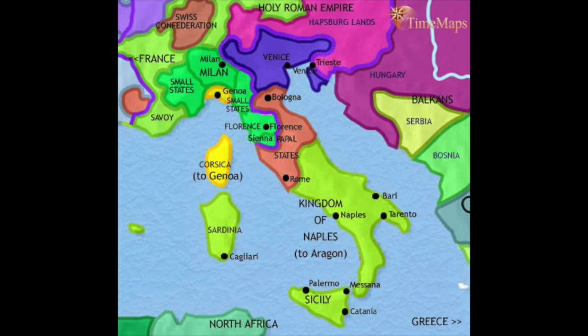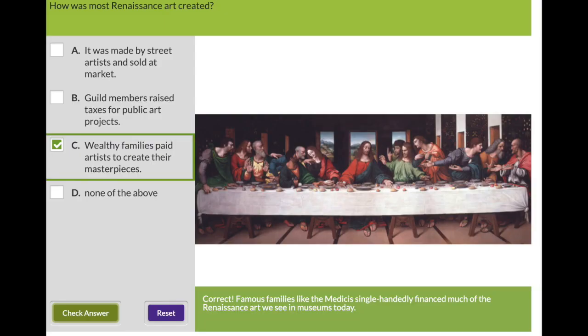You had science and math that were being very much encouraged during this time, and you might wonder, well, how were they able to do all of this? And a big reason, and you'll see here in this image of the Last Supper by Leonardo da Vinci, is that you had wealthy families, sponsors or patrons, who were able to pay artists, pay engineers, architects to create masterpieces.